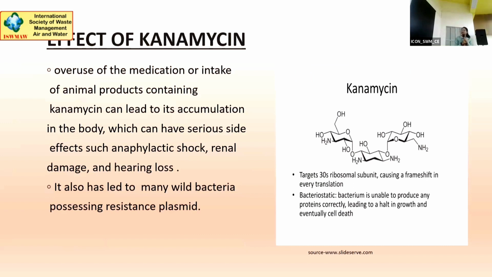Here is the effect of kanamycin. Kanamycin targets the 30S ribosomal subunit, causing a frameshift in translation. Overuse of the medication or intake of animal products containing kanamycin can lead to its accumulation in the body, which can have serious side effects such as anaphylactic shock, renal damage, and hearing loss, etc. It has also led to many bacteria possessing resistance to kanamycin.